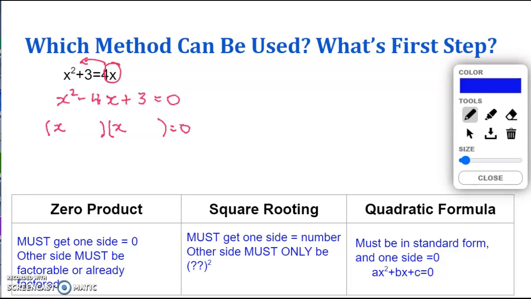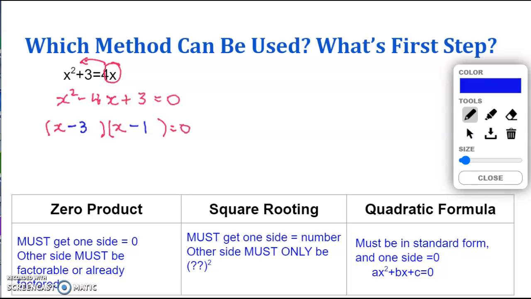What are the factors of 3? That's just going to be 1 and 3. But to add to negative 4, they have to be both negative 3 and negative 1. Because negative 3 times x is negative 3x, negative 1 times x is going to be negative 1x, and that's going to add to negative 4x. Okay, and so this is easily factorable.